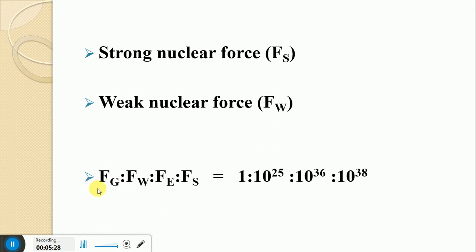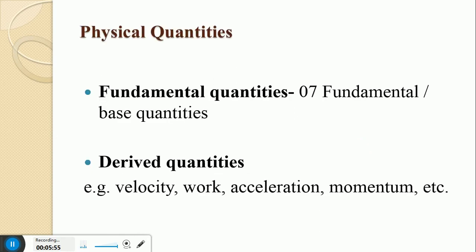If we consider gravitation as a unit, then weak nuclear forces are 10 raised to power 25 times greater, and similarly electrostatic force is 10 raised to power 36 times greater. And strong nuclear forces are 10 raised to power 38 times. So the gravitational force is the weakest force and the nuclear force is the strongest force.